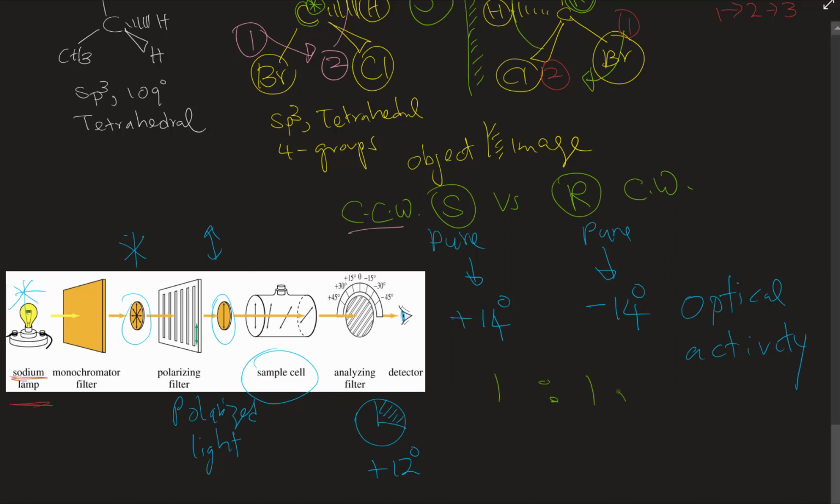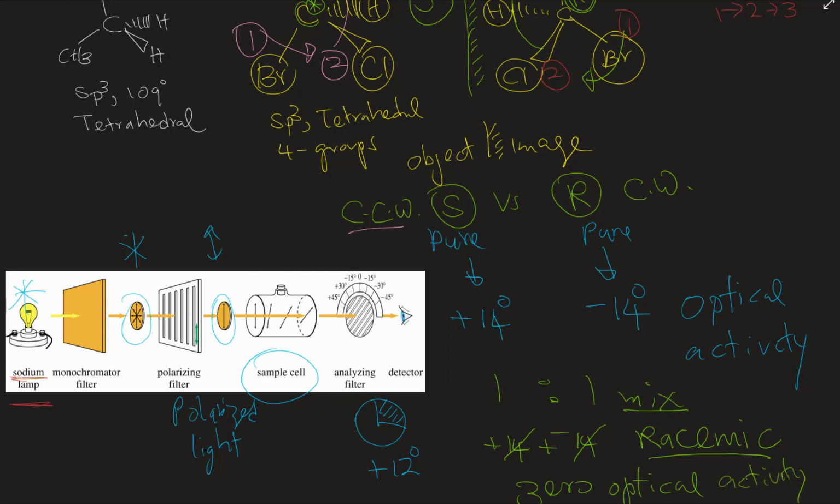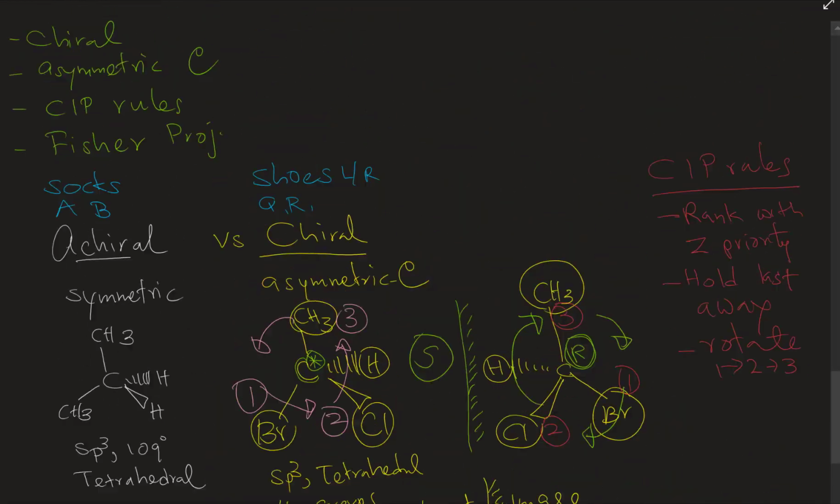So there's no relationship between R and S and the optical reading. These are experimental and theoretical, two different things. Now, if you have a one-to-one mixture, that's called the racemic. Why is the racemic zero optical rotation, zero optical activity? Why? This 14 plus cancels 14 minus, right? Half of the sample cancels the activity of the other half of the sample.